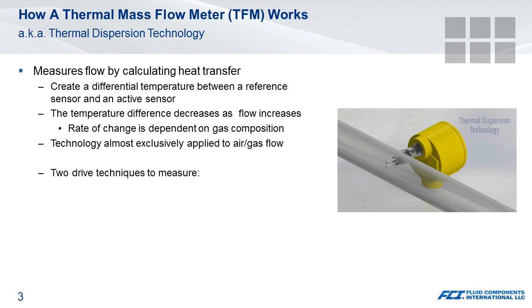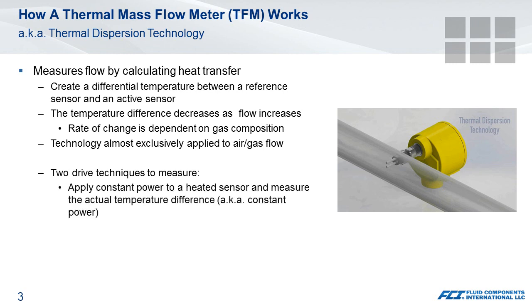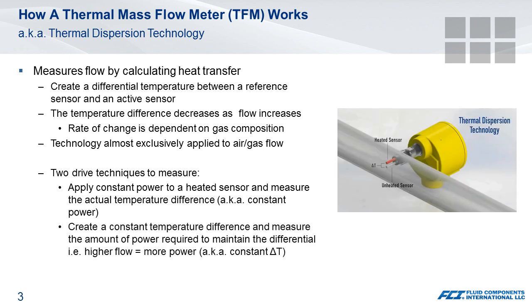The other technique that's applied is called constant delta T. And in this case, the same principle applies, except the power is varied to the heated sensor, and the circuitry is trying to maintain a fixed differential temperature. So as the heat is pulled off the heated sensor, more power is added to maintain a fixed differential. So as the flow rate goes up, more power is put into the circuit, and the circuit is measuring the change in power required, and that's what's proportional to the flow rate.